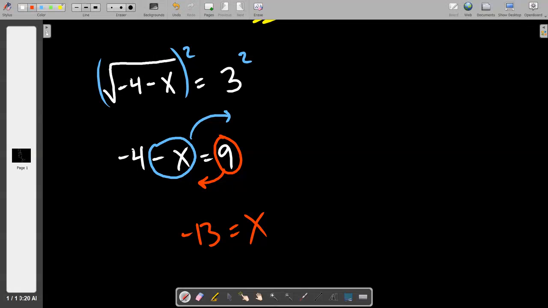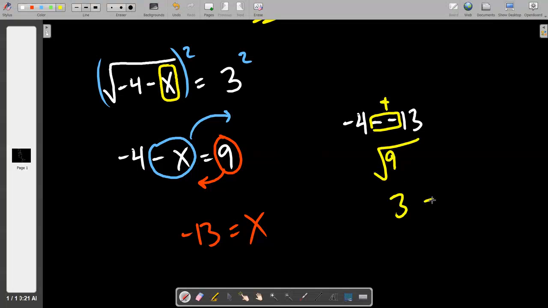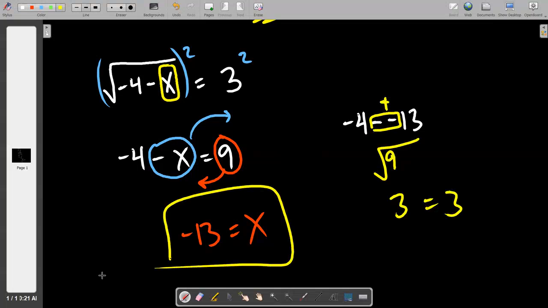If I put negative 13 right here, oh boy, here it goes. Negative 4 minus negative 13. Pause very much on purpose. Is negative 4 plus 13, which is positive 9, whose square root is 3. 3 equals 3. He's a solution. Got it? Any questions?